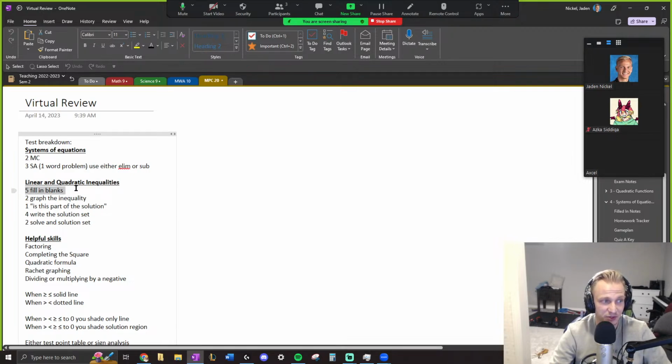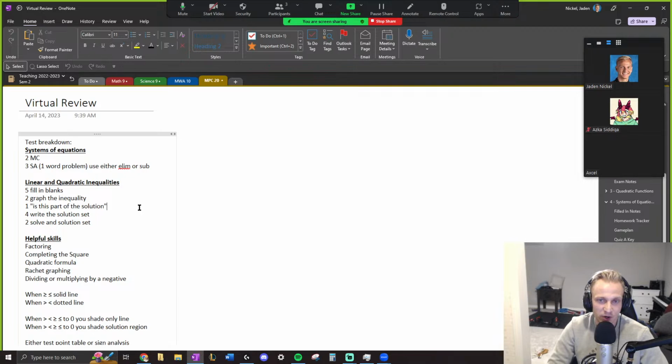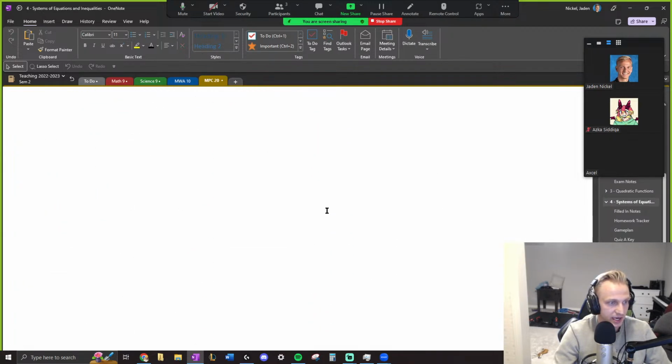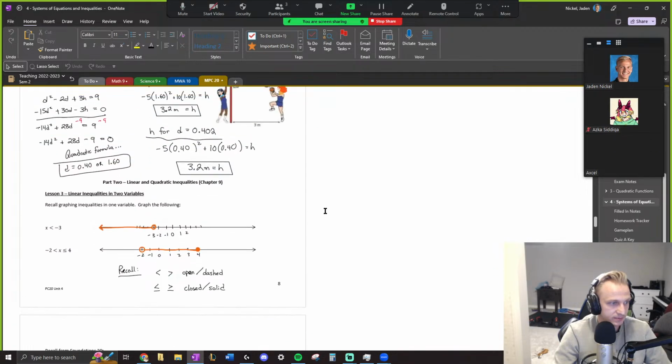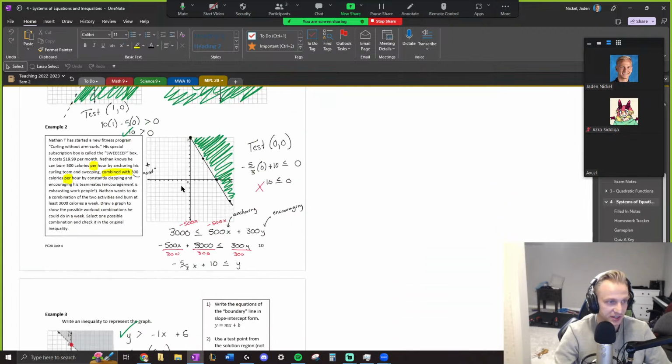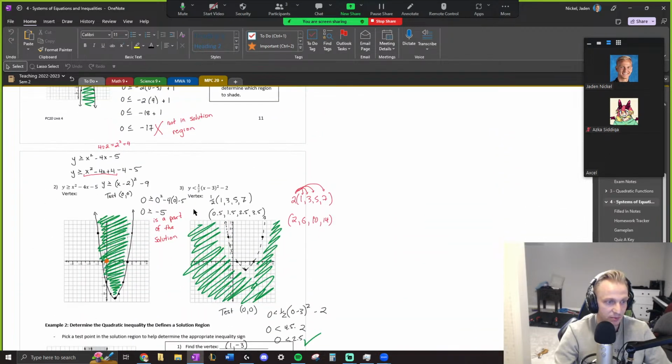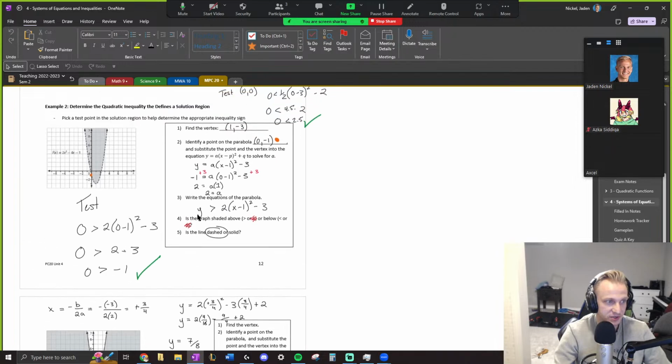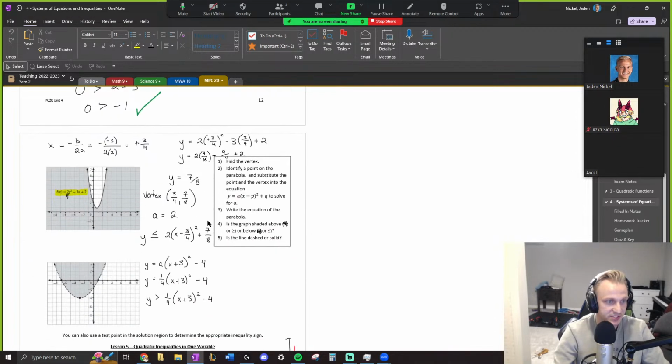So there's 5 fill in the blanks. So it's like a sentence, fill in the blank with the correct answer, blah, blah, blah. There's 2 of them where it's graph the inequality. So 2 of them will look like this. So either a straight line or it'll look like graphing a parabola, one of the 2. And there'll be an inequality. You can just graph it, check a point, and see if it's the right answer or not.